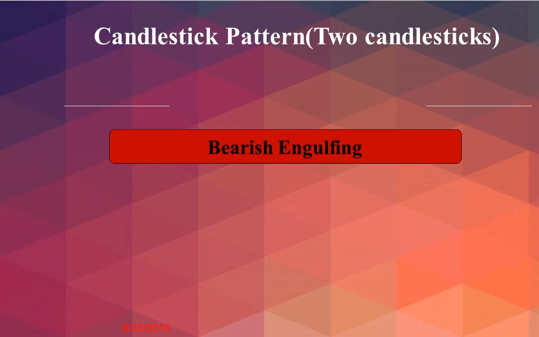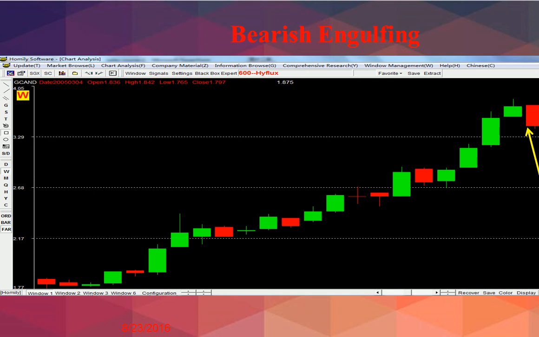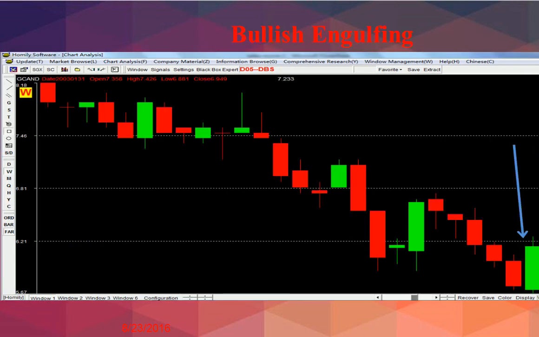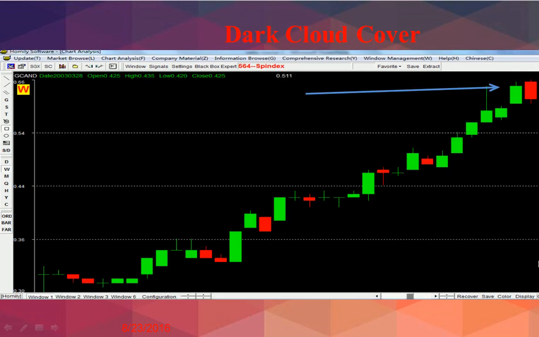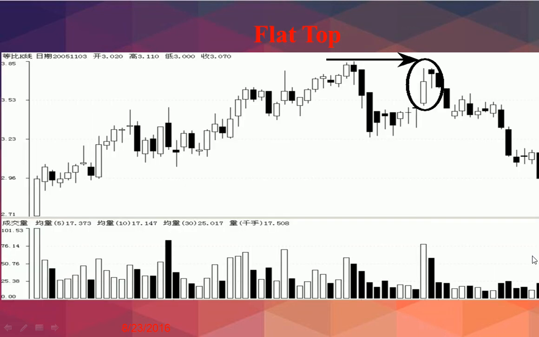And we learned the bearish engulfing, bullish engulfing, dark cloud cover and the beginning of down, okay? So if you see the body of the bearish candlestick covered the whole bullish candlestick, this is the bearish engulfing, okay? Then the bullish engulfing is the opposite, okay? Then we can see next one, dark cloud cover. This one covers half of the candlestick. This is the dark cloud cover. This is the beginning of the down, okay?